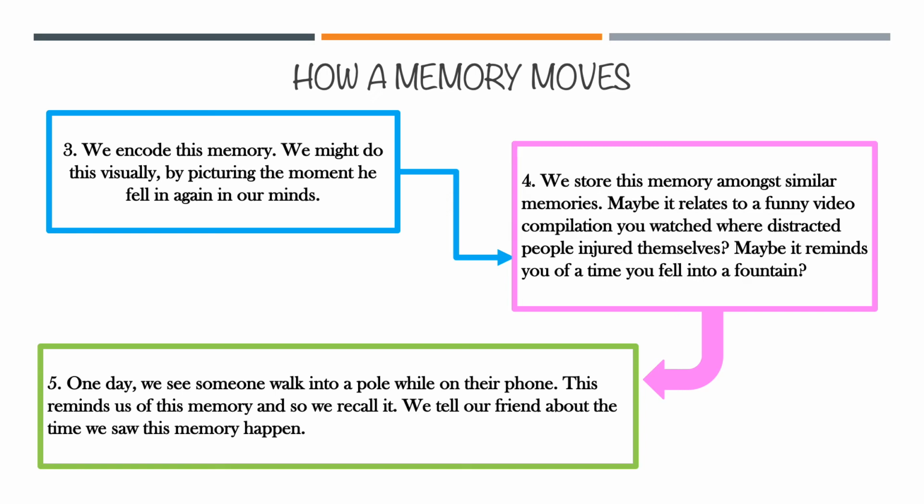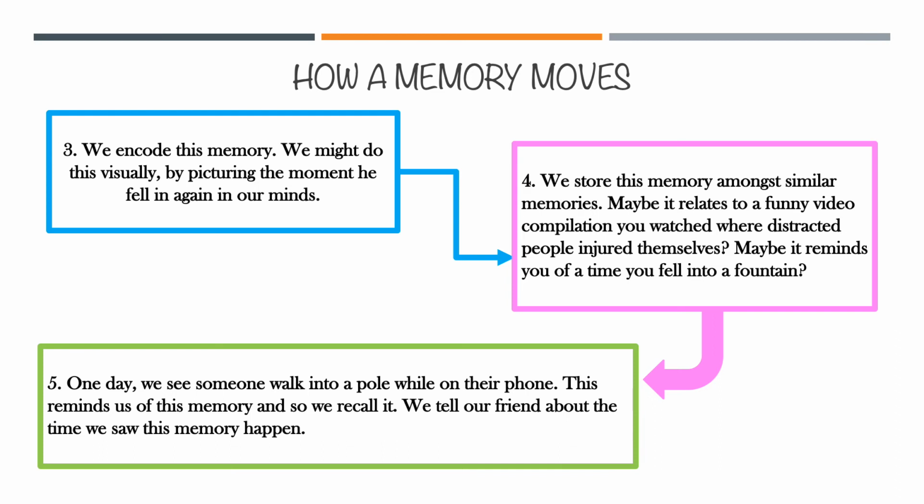Alright, so the third step in this process is encoding. If you think back, this could be visual, it could be acoustic, or it could be semantic. In this case, the stimulus is quite a visual one. You see a guy fall into a fountain, you're quite likely to picture that again in your mind and laugh about it maybe. So the fact that you're actively thinking about it and actively remembering it encodes it and turns it into a memory. So the fourth step is storage.